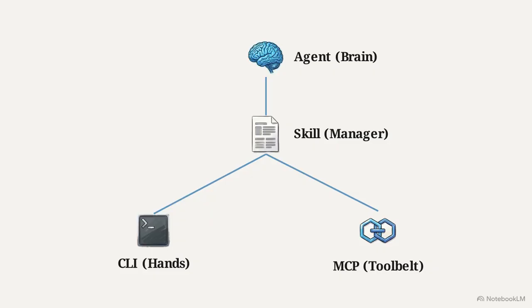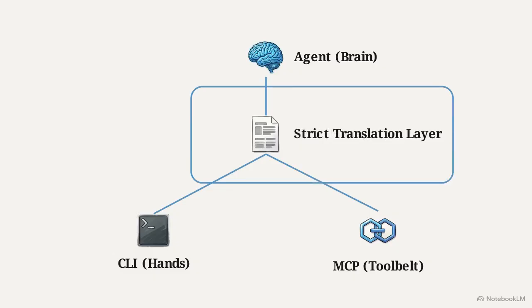Notice that skills do not replace your external tools or APIs. Instead, the skill provides the specific business logic that dictates exactly how and when the agent should pick up a tool from the MCP or execute a command in the CLI. Skills act as the strict translation layer. They bridge the gap between raw intelligence and actionable, company-specific productivity.